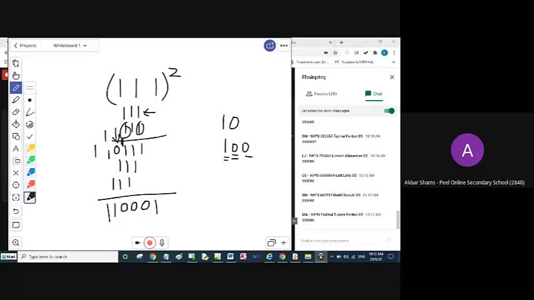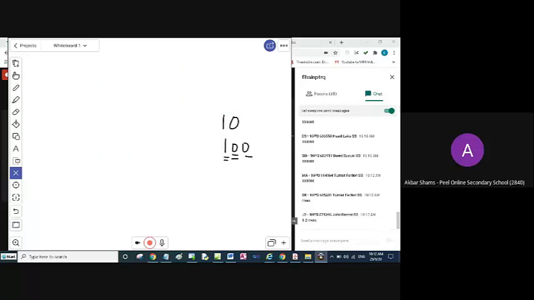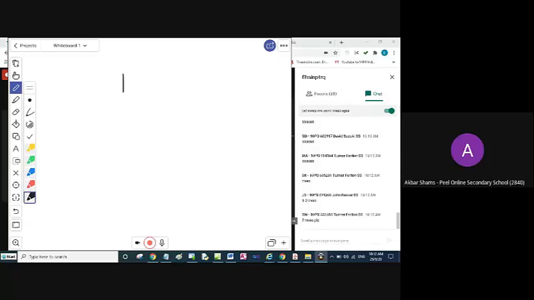Are we clear? Or do you need more examples? More examples? Good. Let's give one more example. Try to do this one. 11 cubed. Find 11 cubed. So we have two different answers, 11011 or 1001.